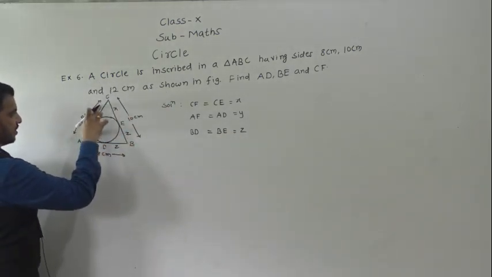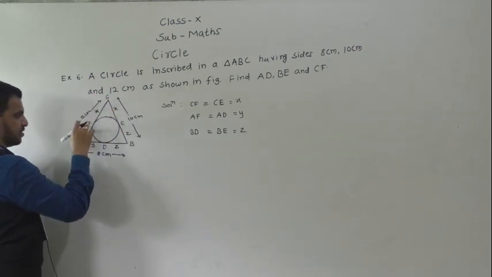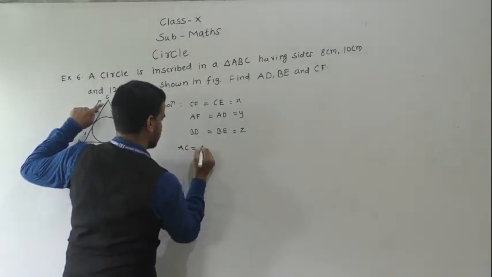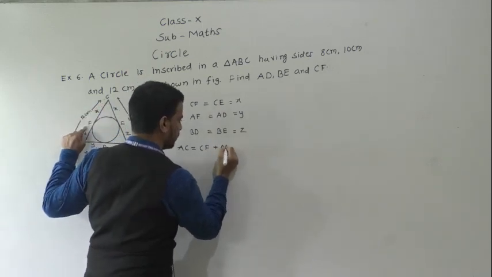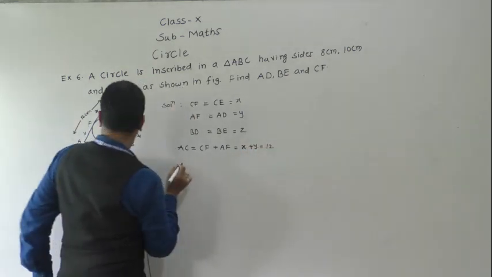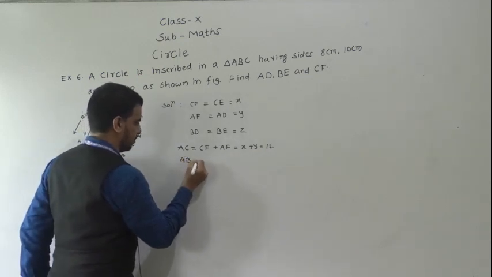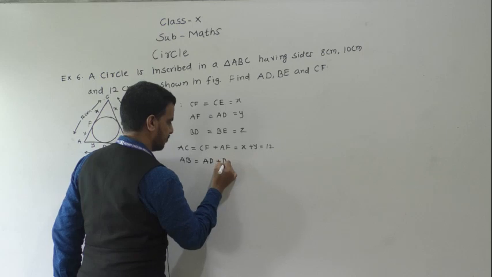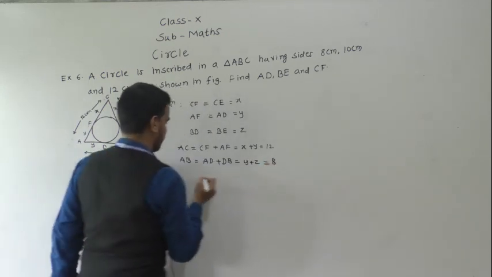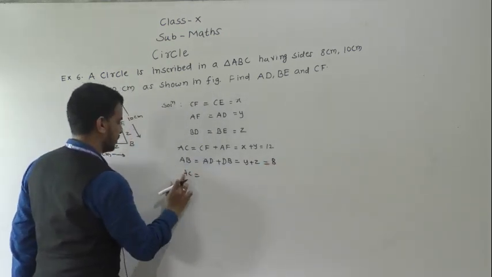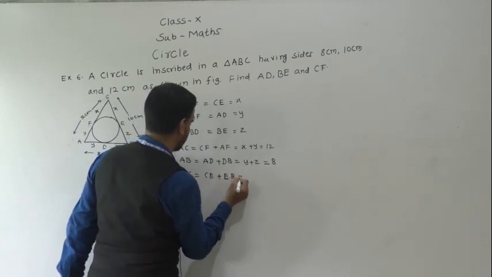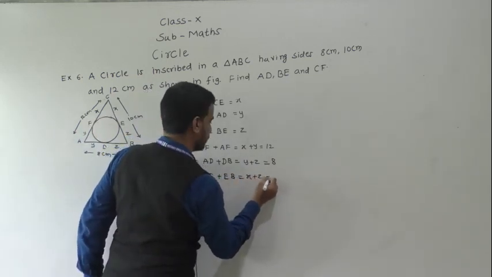Now AC we can write as CF plus AF, that is X plus Y is equal to 12 centimeter. So first we write all this: AC is equal to CF plus AF is equal to X plus Y is equal to 12. Similarly, AB we can write as AD plus DB, that is Y plus Z, so Y plus Z is equal to 8. And similarly, BC we can write as CE plus EB, so CE plus EB is equal to X plus Z is equal to 10.